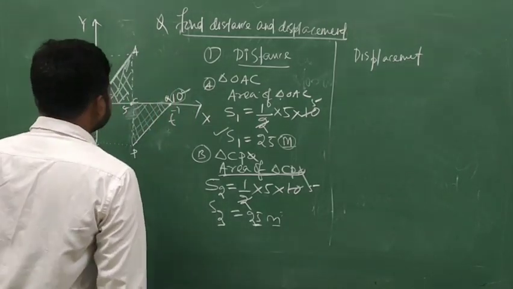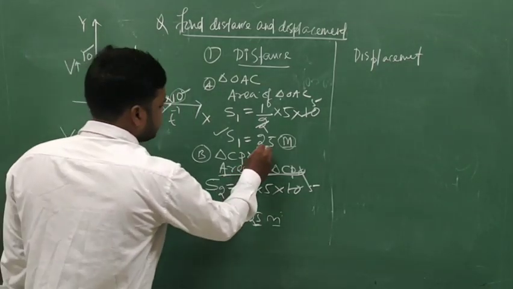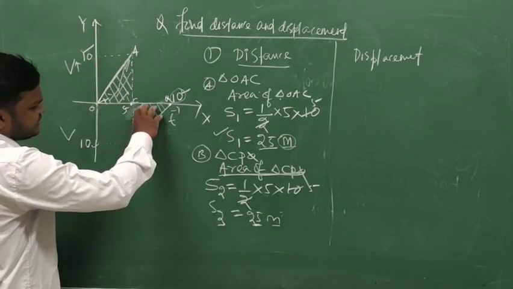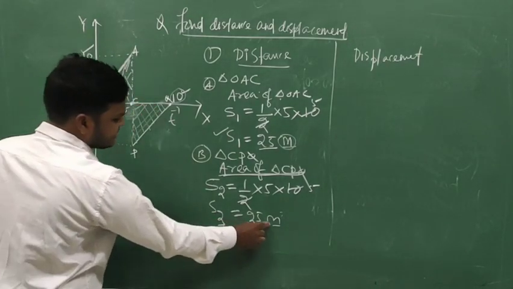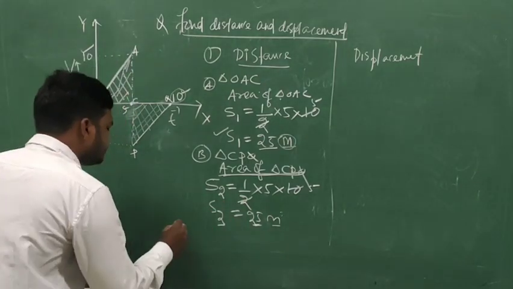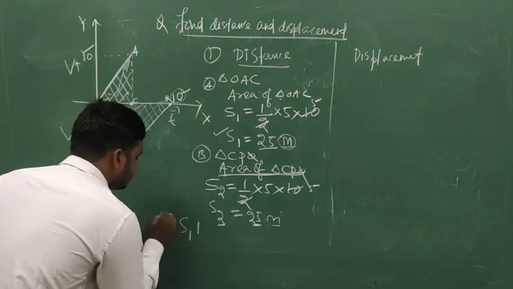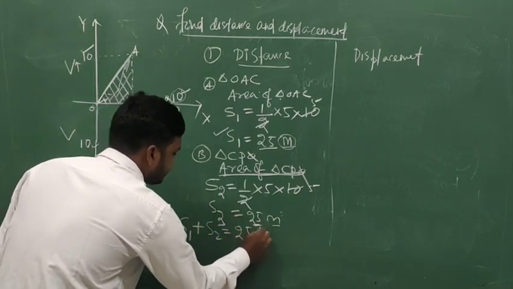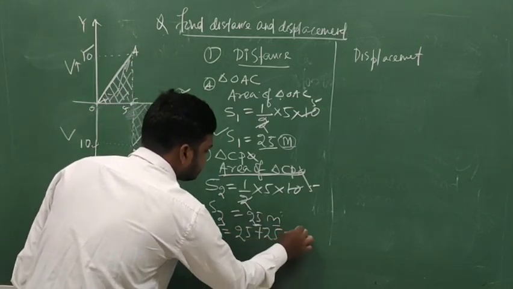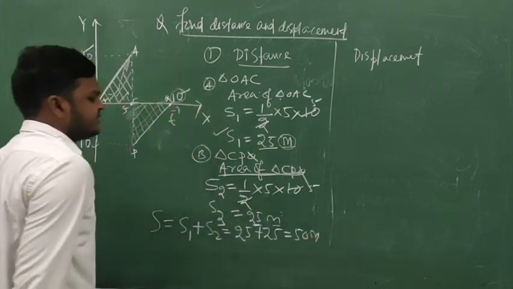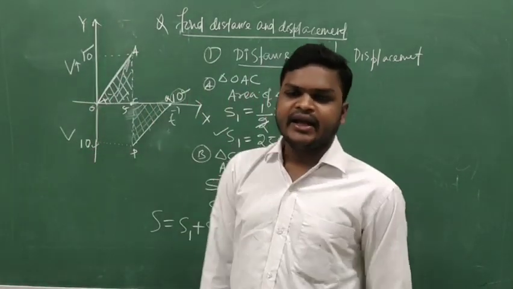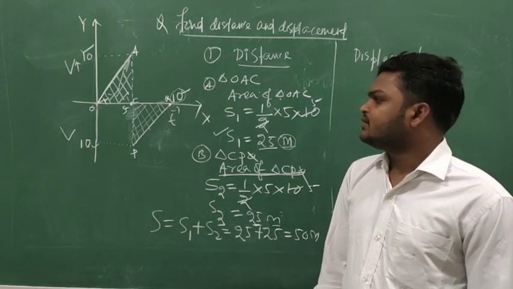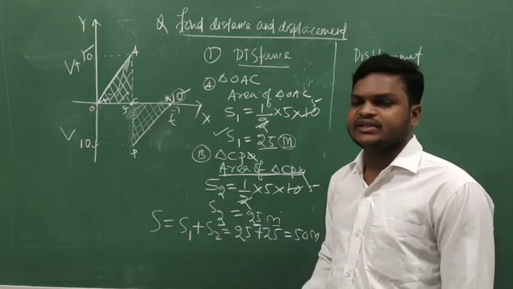Then total distance will be the sum. Initial distance is 25, and in this case also final distance is 25. So total distance covered by the body is S equal to S1 plus S2 is equal to 25 plus 25 is equal to 50 meter. The distance is a scalar quantity, so we use only the magnitude of the two distances.